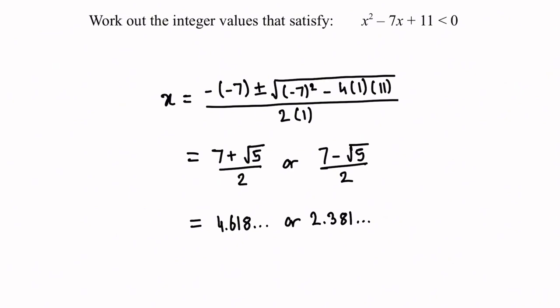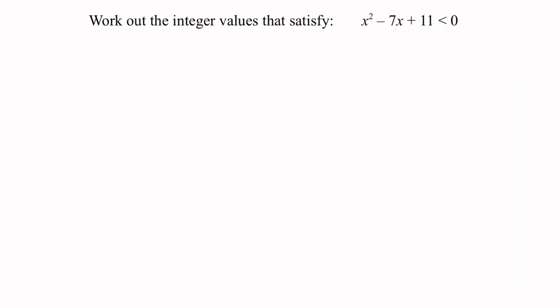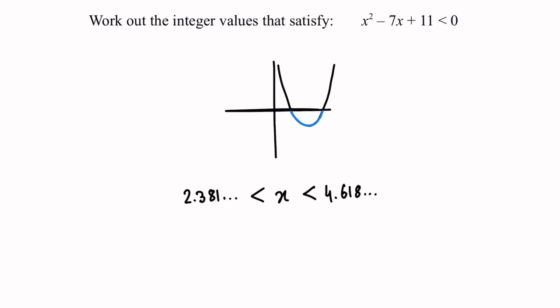So now we want to look at the part of the graph that's less than 0 this time. So that means, what part of the graph is below the x-axis? This will always be the x values that are greater than the smallest root and less than the greatest root. So it'll be in between those two values. And we know that our greatest root is 4.618, etc., and 2.381, etc., is our lowest root. So we know that the x values must be between those two.